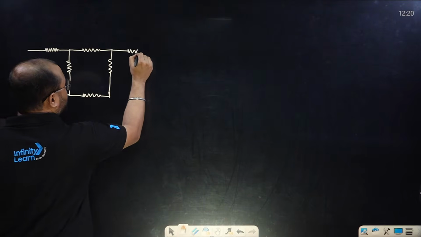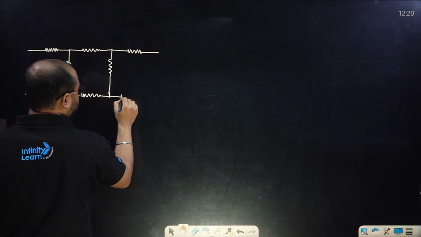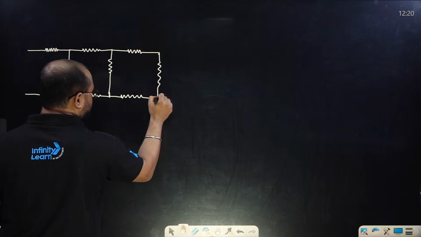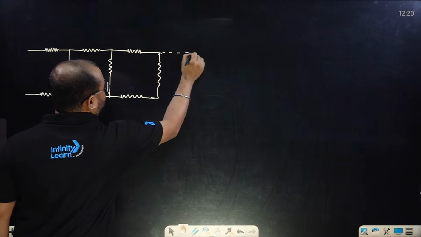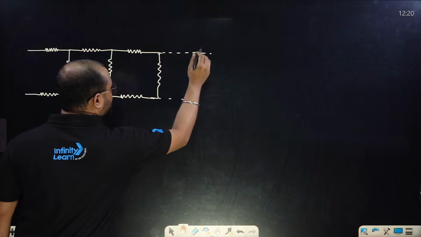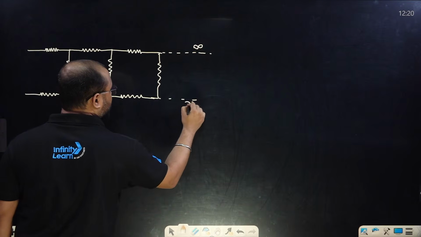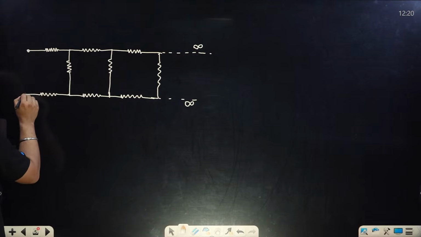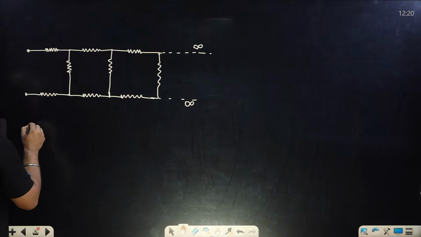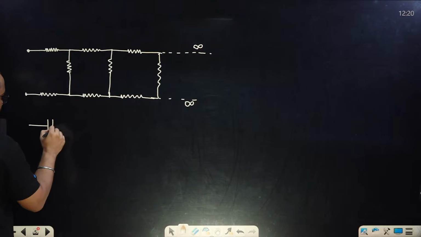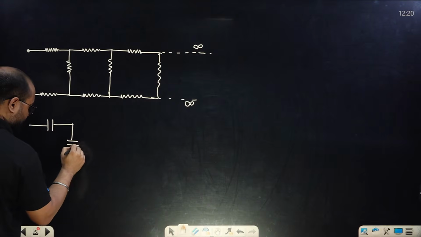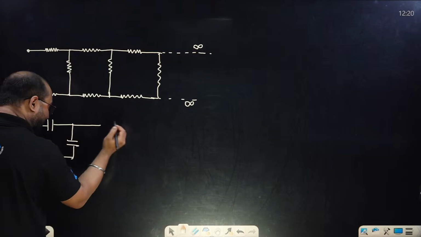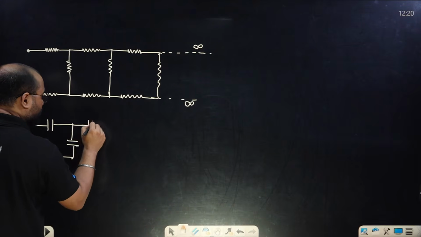If you remember, if you try to remember, it is kind of a ladder type of question which goes up to infinity. Okay, this same type of question has also been asked in the form of a capacitor too. Okay, for example, like this capacitor will be there. So I believe you have the idea of how to solve this type of question.